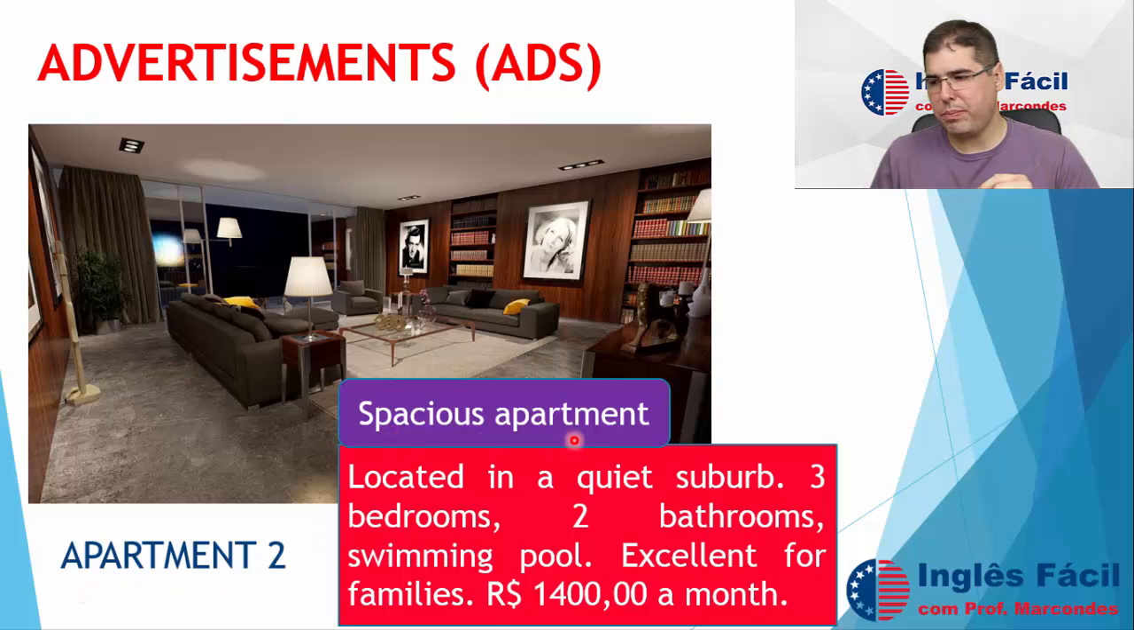So apartment number 2. It is a special apartment located in a quiet suburb. 3 bedrooms, 2 bathrooms, swimming pool. Excellent for families. 1,400 reais a month. Okay, so now this is not so convenient, right? It's a bigger apartment, but the location is a bit far from downtown, right? It's in a quiet suburb. Okay, so it's probably going to be quieter, but also not as convenient as the first apartment, okay?